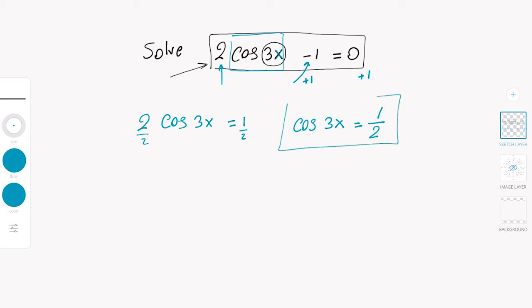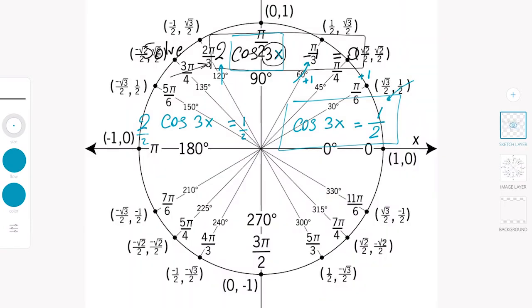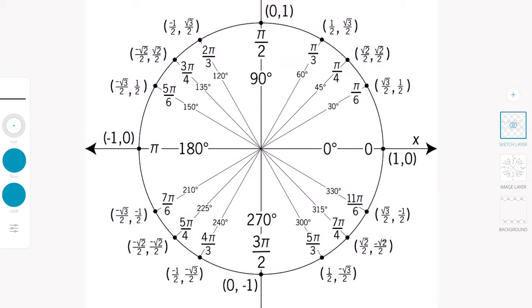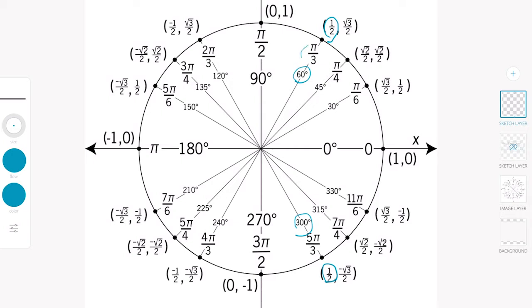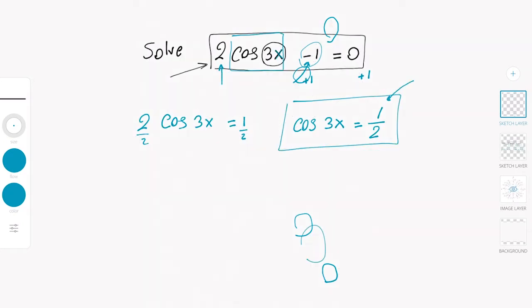So 1/2 is something that you should know. On the unit circle, we have 1/2 at 60 degrees. We also have 1/2 at 300 degrees. So we have two values for which cosine is 1/2: pi over 3 and 5 pi over 3. So let's go back to our equation.